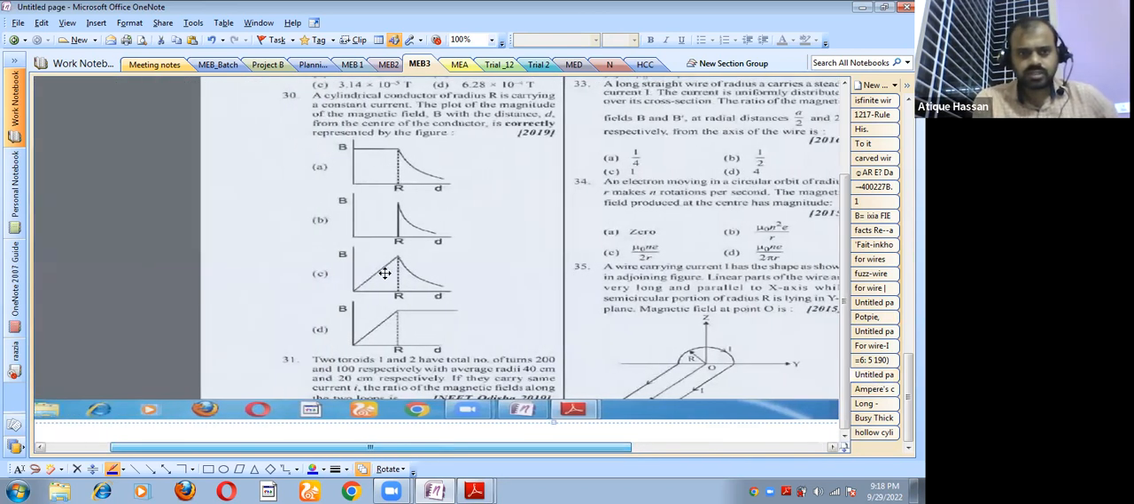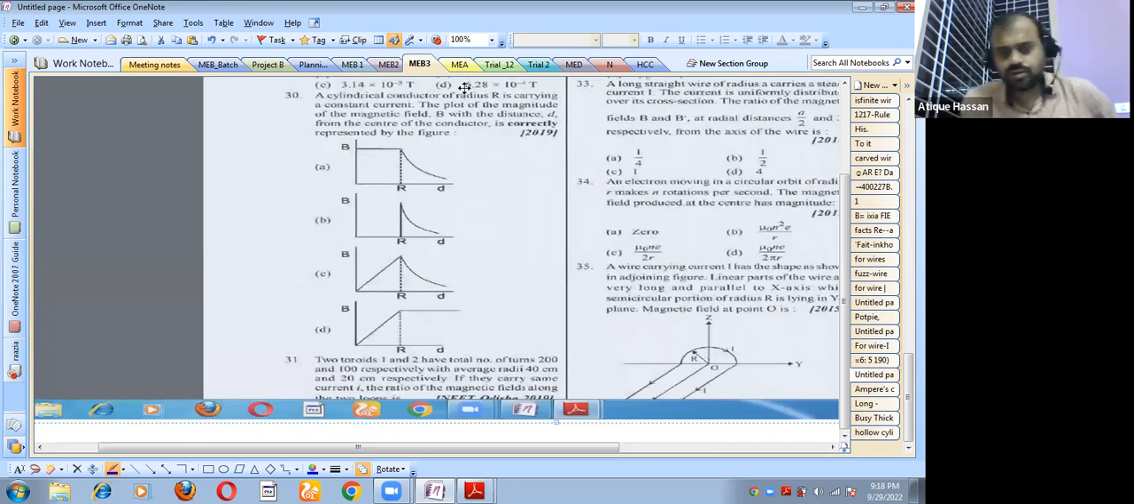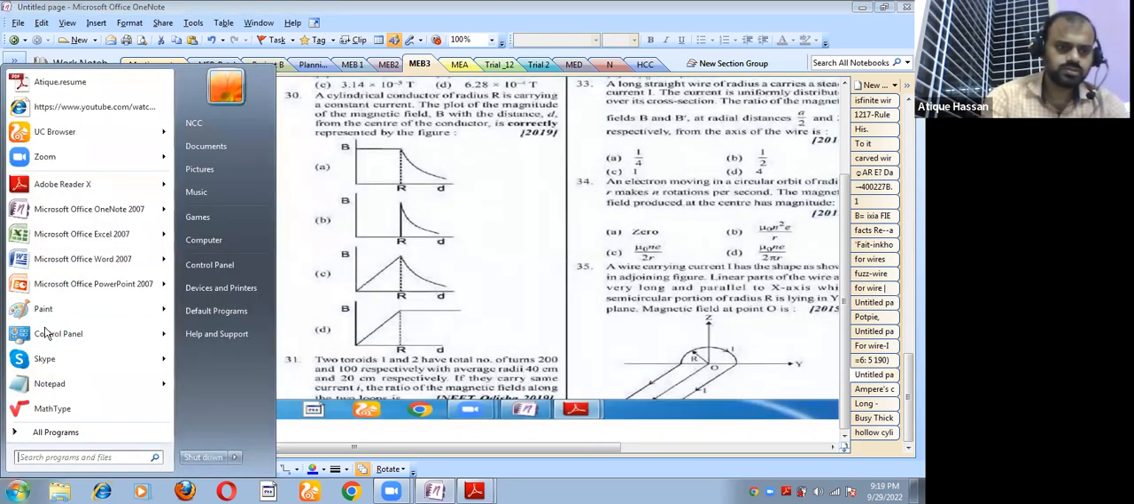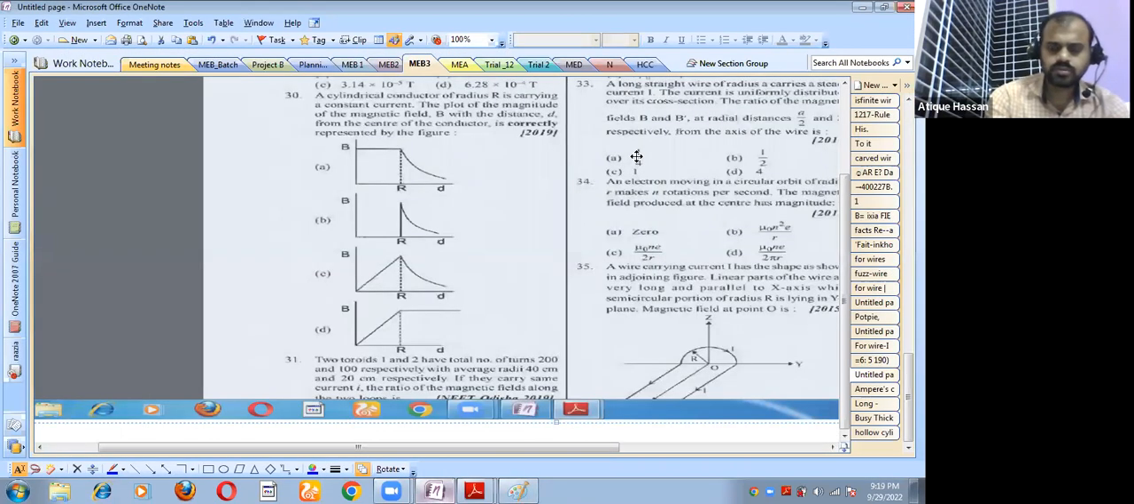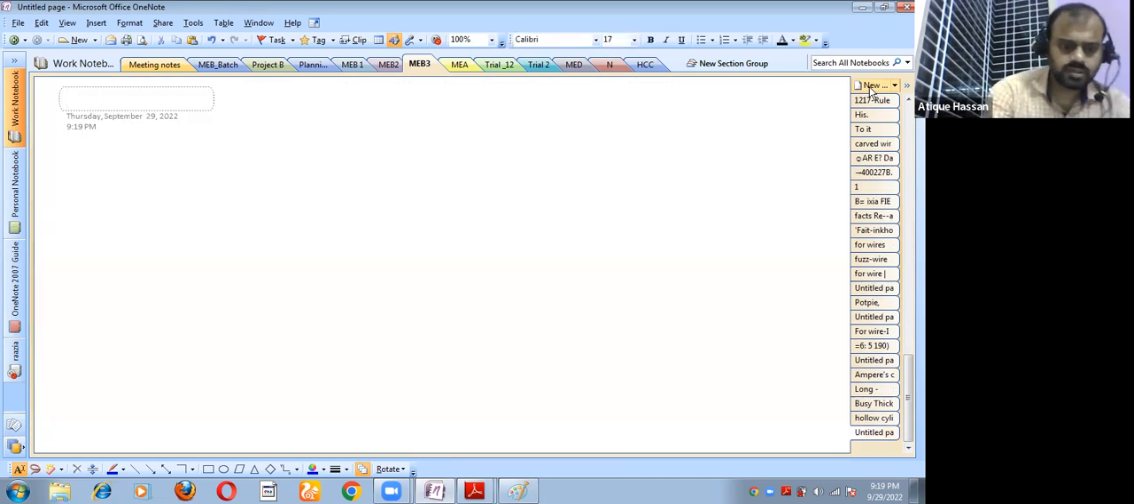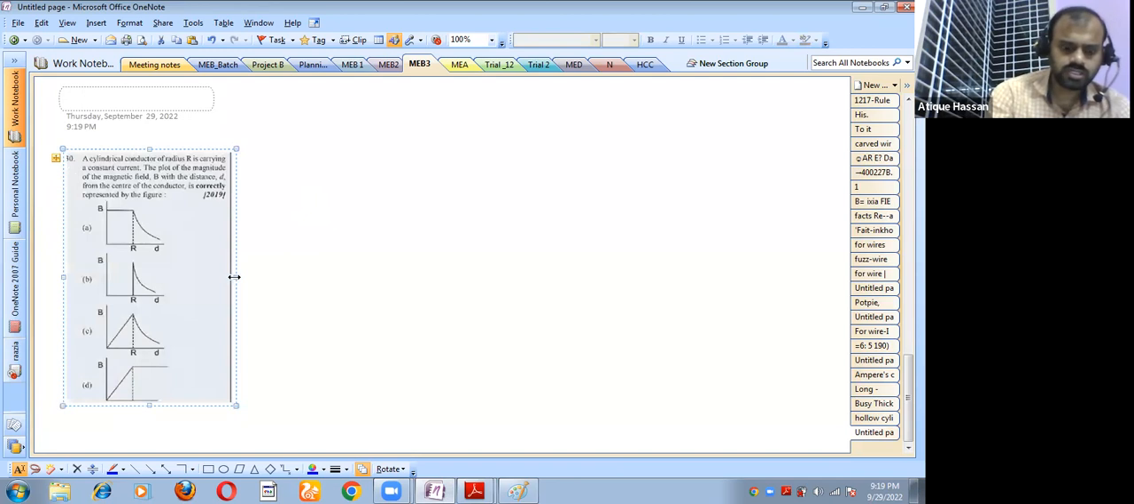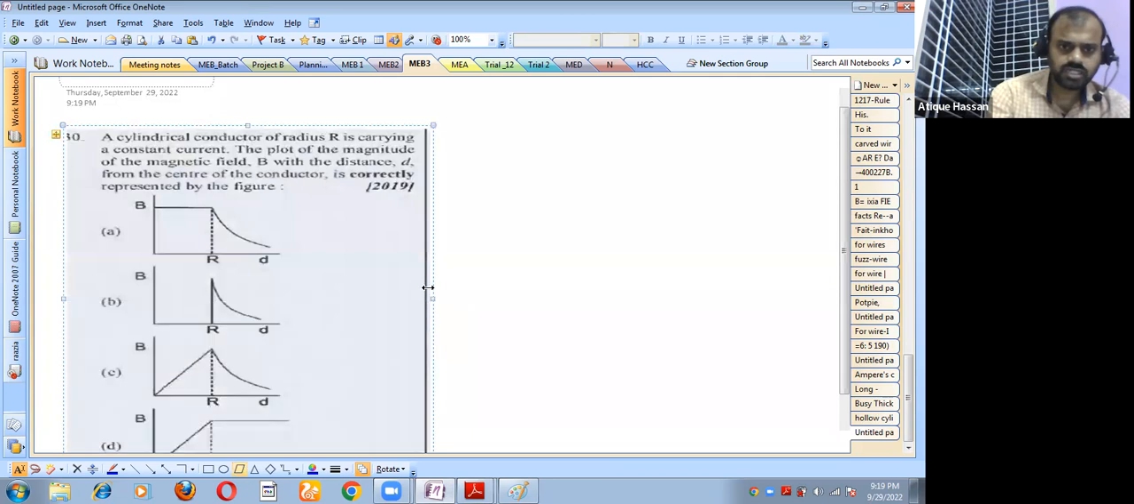It's a neat question. Do question number 30. All of you attempt question number 30 and tell me your answers. Can all of you see the question? It's a NEET 2019 question. Let me put it in. Now all of you can see it clearly. All of you attempt this question.